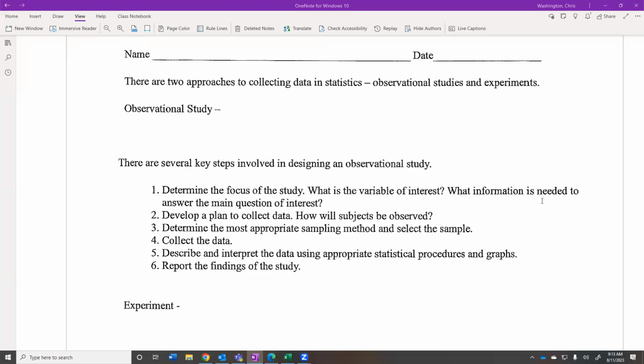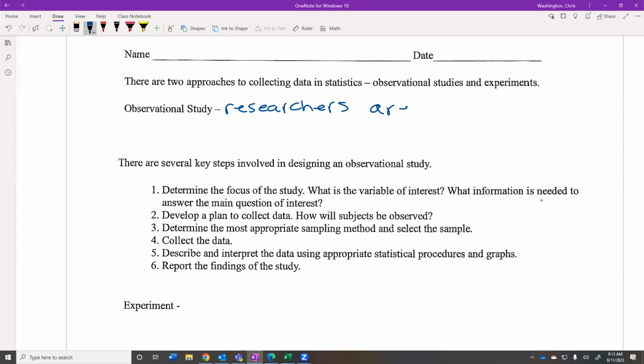The first way is an observational study. In an observational study, researchers are simply observing. That's it. They're not touching anything. They're not dictating anything. They're not putting people into groups and saying, hey, you guys are going to smoke vapes 5 days a week, and this group over here is not going to smoke vapes at all. We're not doing that.